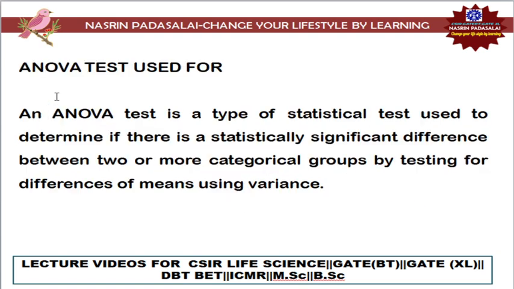Next, ANOVA test. One question was asked in biostatistics. The ANOVA test is a type of statistical test which is used to determine if there are any statistically significant differences existing between 2 or more category groups. If the test samples are 2 or more, then they will be employing this ANOVA technique.